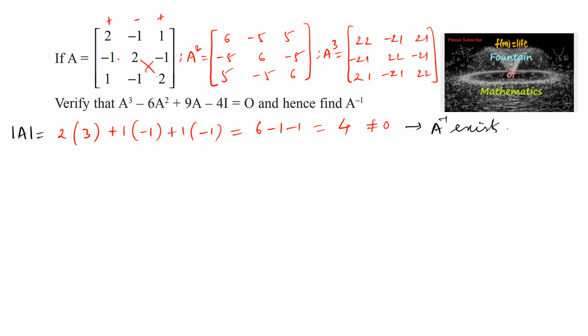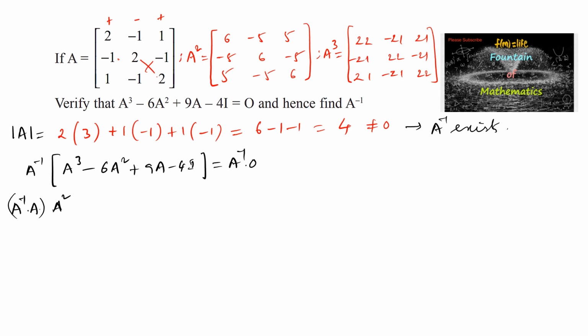So to the equation, let us pre-multiply A inverse on both the sides. A inverse of A power 3 minus 6A square plus 9 times A minus 4 times I is equal to A inverse into 0 matrix. So which can also be written A inverse into A power 3, we can write A square into A. So we can write A inverse into A square into A minus 6 times of A inverse into A into A plus 9 times of A inverse into A minus 4 times of A inverse into I is equal to A inverse into 0, which will be 0 matrix.